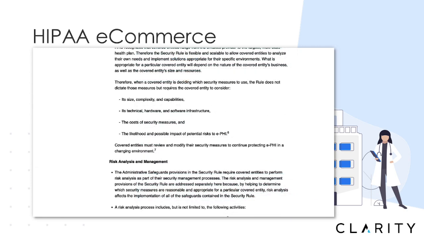Now, the other thing about the security rule is, if you read on in this general rules section, when a covered entity is deciding which security measures to use, the rule does not dictate those measures, but it requires that the covered entity consider the following: size, complexity, and capabilities of the covered entity, the covered entity's technical hardware and software infrastructure, the costs of security measures, and the likelihood and possible impact of potential risks to ePHI.